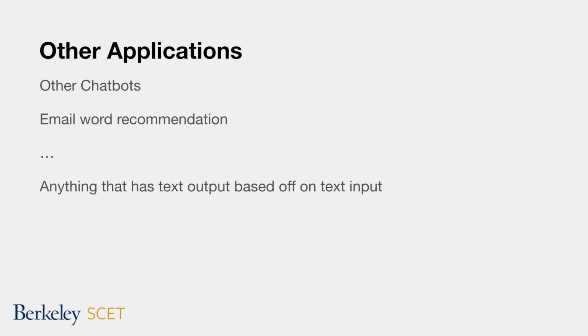Other applications for this sort of processing are other chatbots. For example, the data set you could be working with could be something else. If you're working with education, the tags and responses would change to the needs of your chatbot specifically. Another example would be email word recommendations, so when you're typing things into your email and it guesses what next thing you might want to type or autofills the phrase that you're looking for. Really any application that has a text output based off of text input.